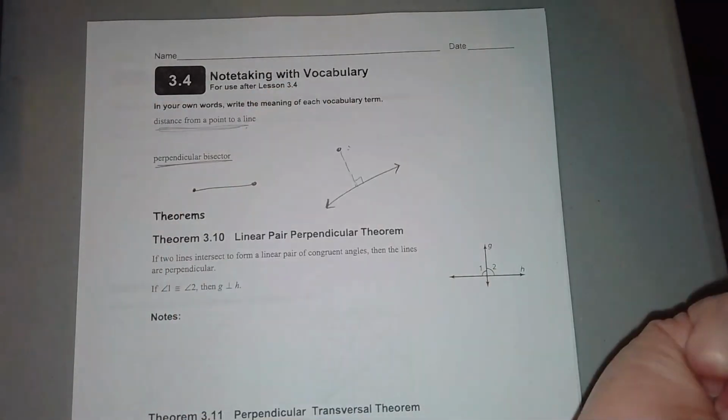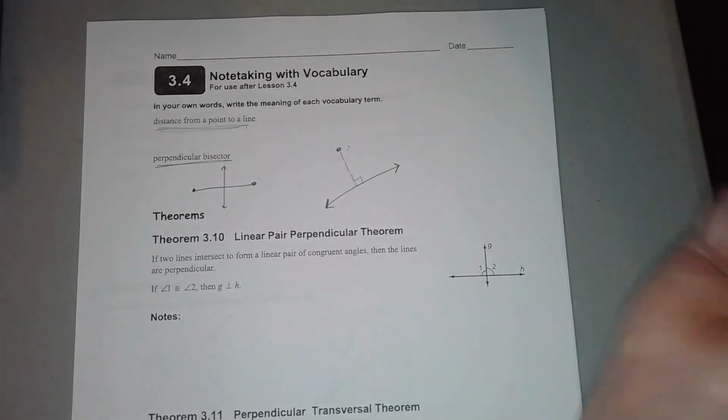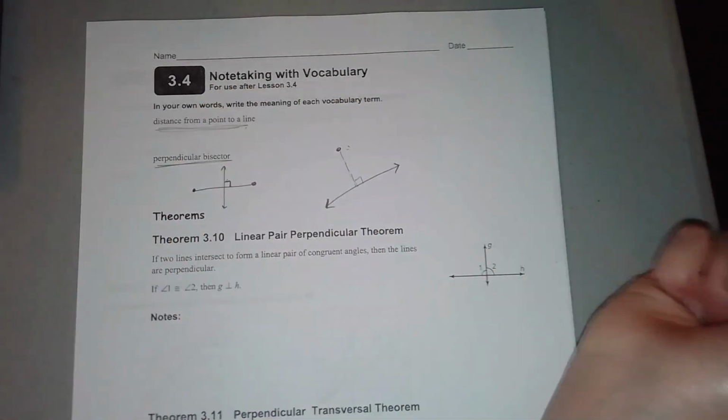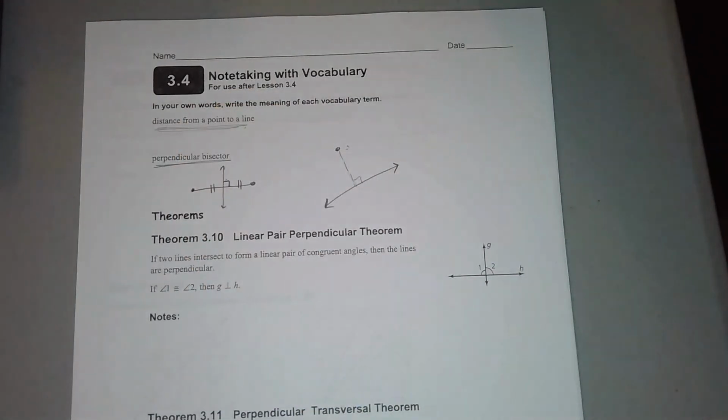The second definition is a perpendicular bisector. So we just did that construction, right? And so what I know about that is if I make a perpendicular bisector, the line is both, those two lines or segments are perpendicular, but it also cuts it in half. In other words, those two pieces are going to be equal.